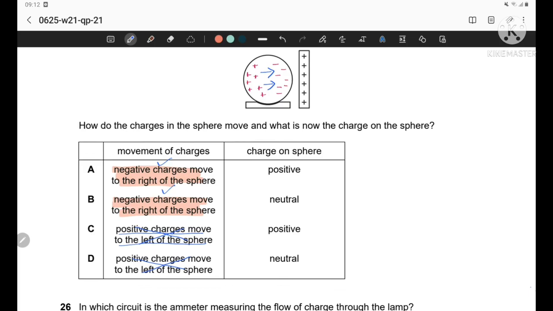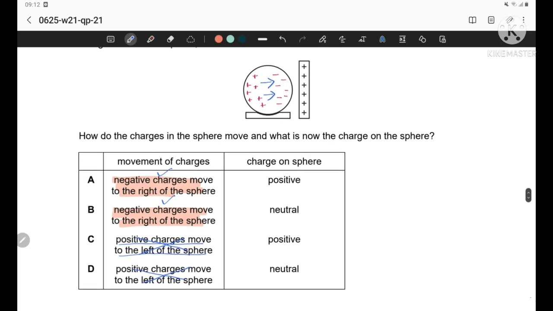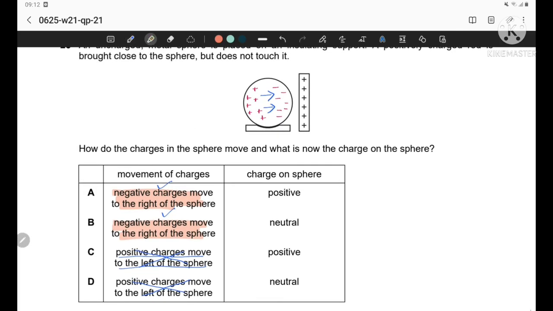Now the second column is about the charge on the sphere. What is the charge on the sphere? Still there is an equal number of negative charges and positive charges. Only negative charges accumulated at the right hand side and positive charges accumulate at the left side of the sphere. But the total number of negative and positive charges still remains the same. So the total charge will be zero or neutral. Therefore, the correct answer is option B.